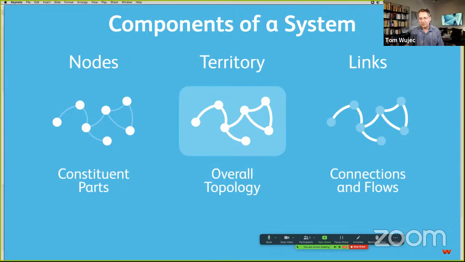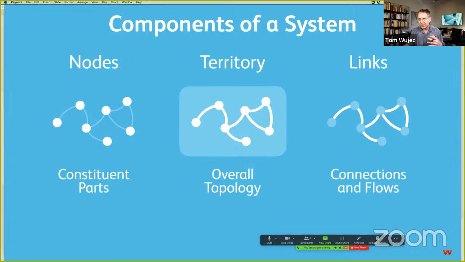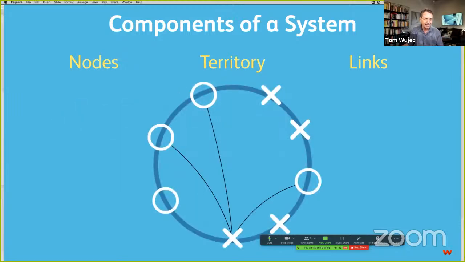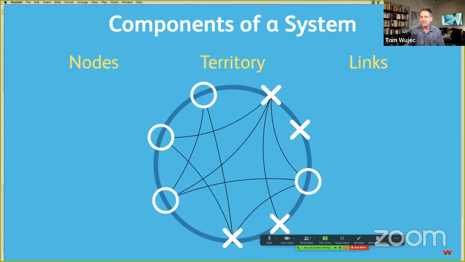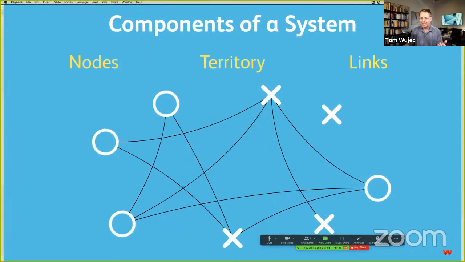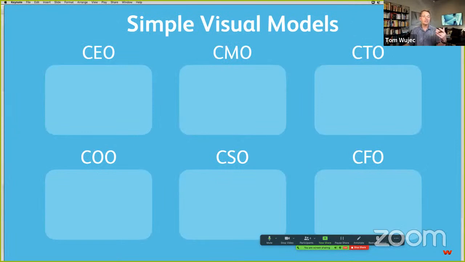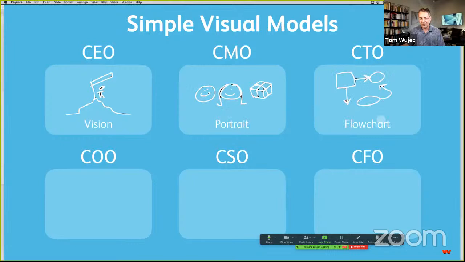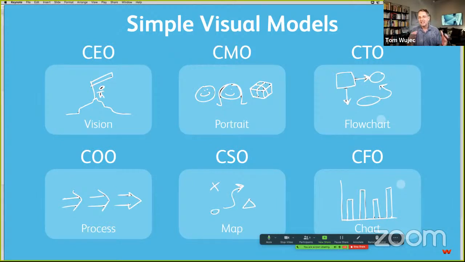Nodes are the constituent parts. Territories establish an overall structure or topology, and links illustrate connections and flows. And there are endless variations of different systems models, each performing a different job. So some are very simple and some are complex. We looked at simple ones that CEOs, CMOs, CTOs, chief operating officers, strategy officers, and financial officers tend to prefer.